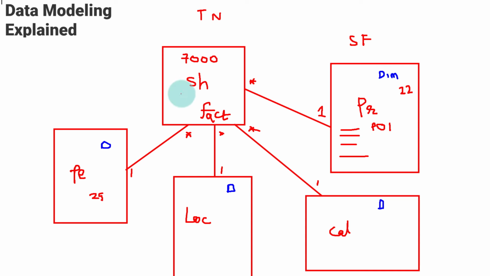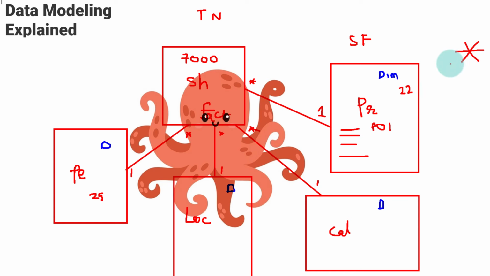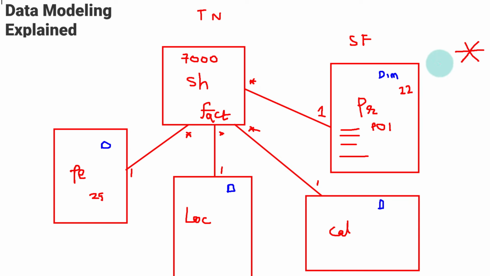This kind of a model where you have got one central fact and multiple dimensions all connected is called star schema. Why? Because if you look at a star, it kind of has the same behavior. It has got a central concept and a lot of smaller outer concepts. So that's why this is called star, because it kind of looks like a star. I mean, this picture doesn't look like a star. It kind of looks like an octopus, but you get the idea. So this particular kind of a data model is called star schema.